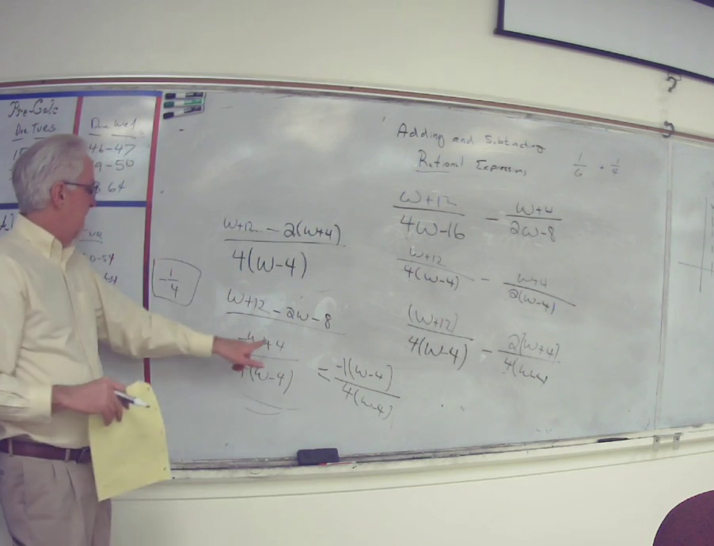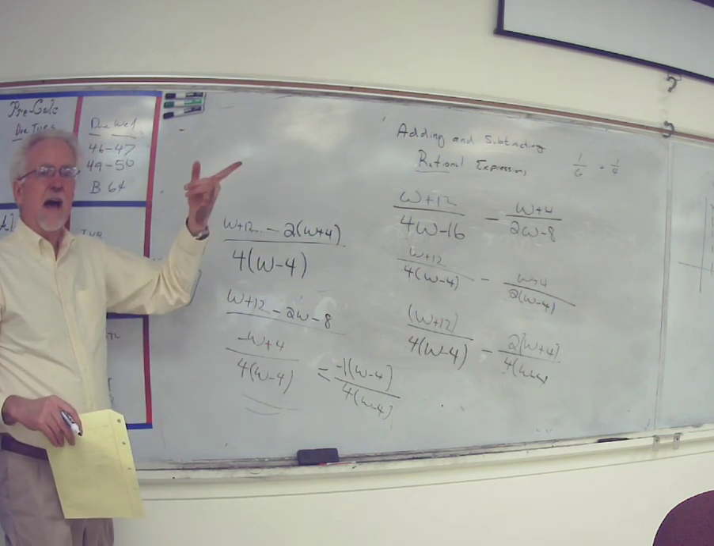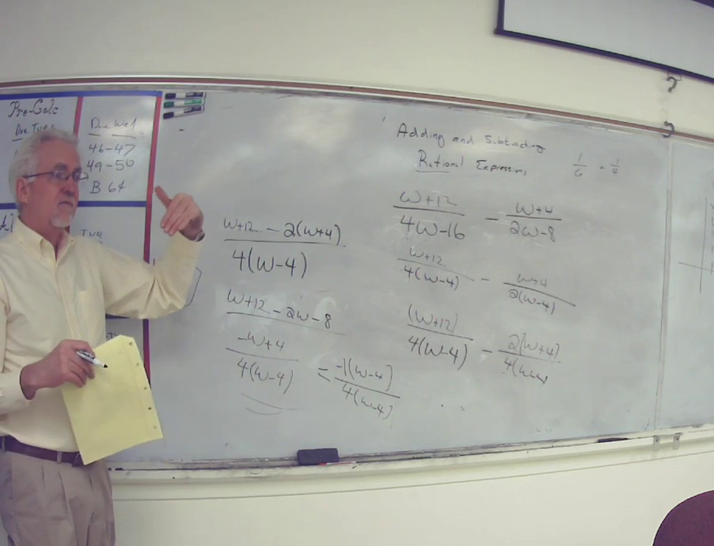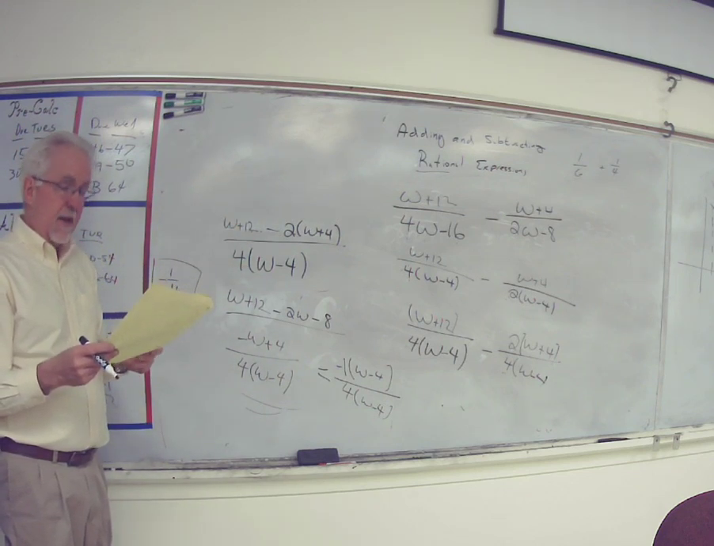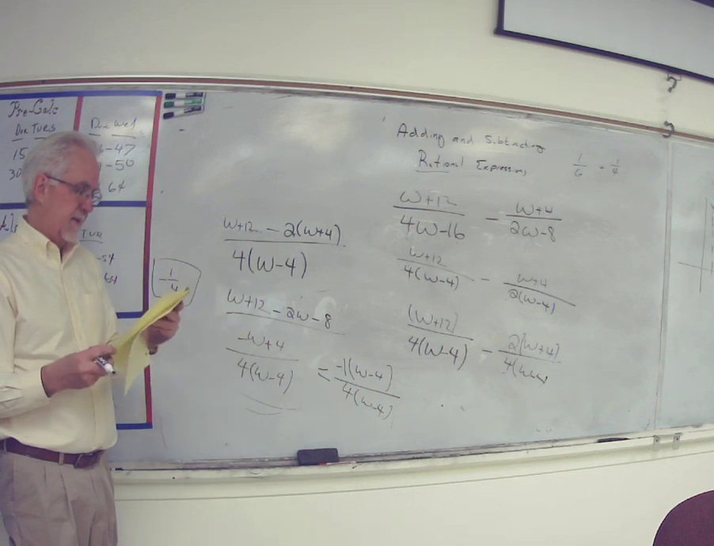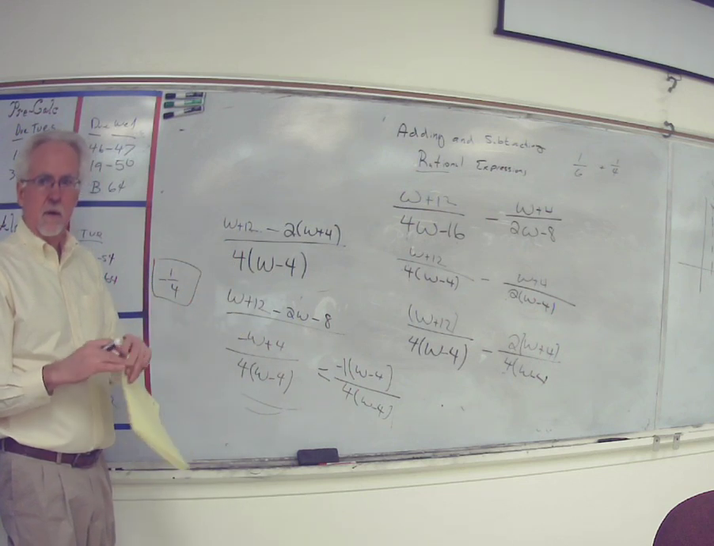Okay? So anytime you have a factor where you can factor out a negative 1 and then make it match so you can make them make 1, always do that. Always factor out the negative 1 at the bottom.